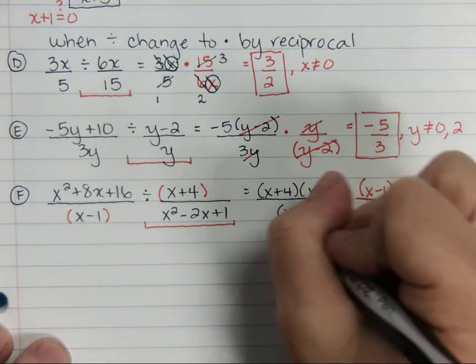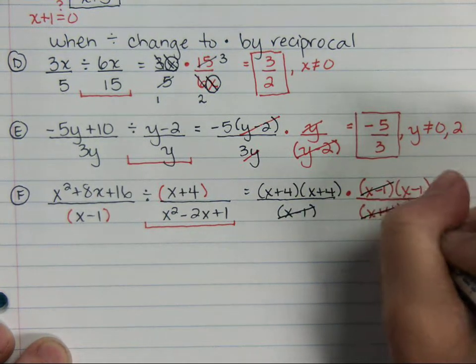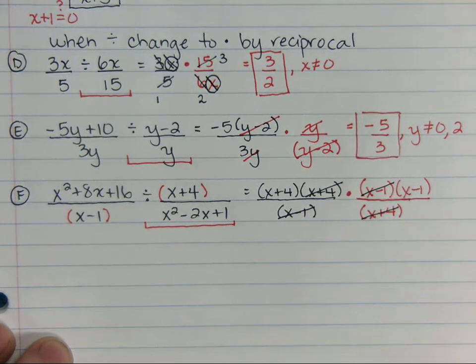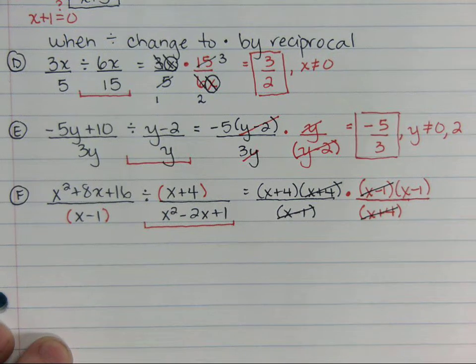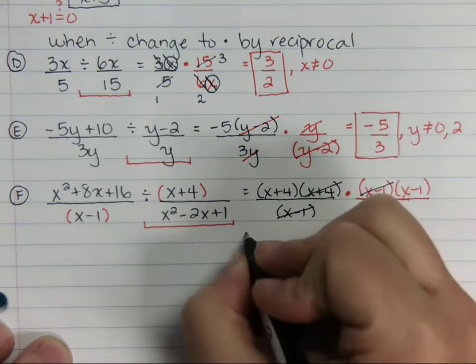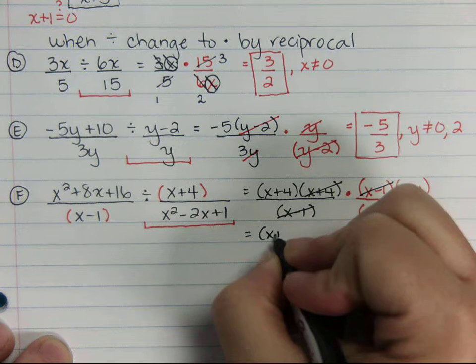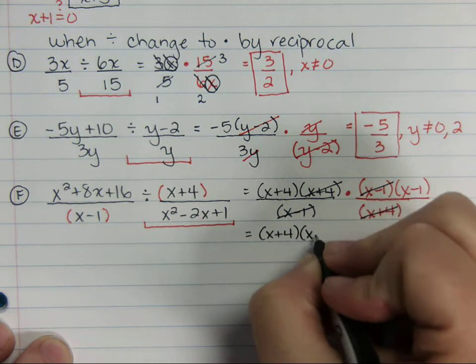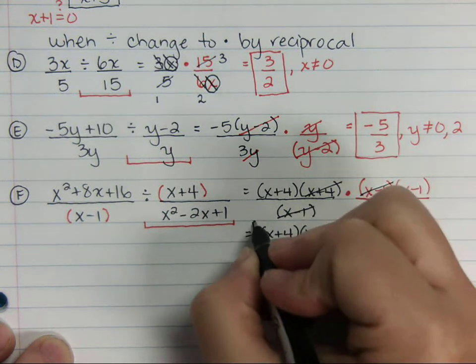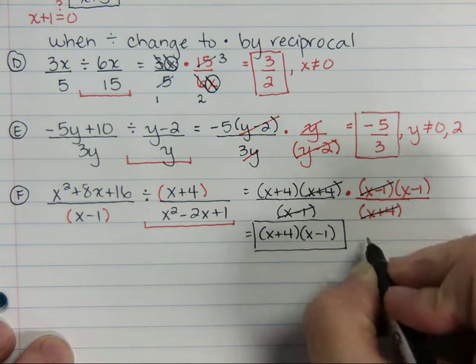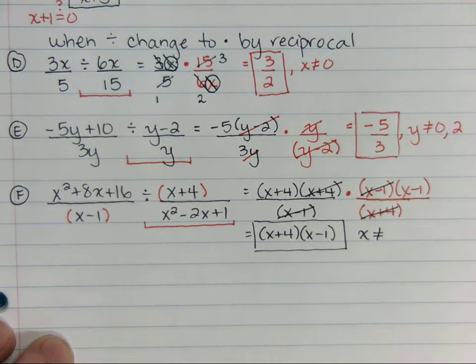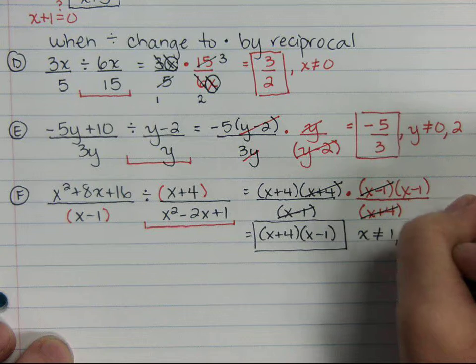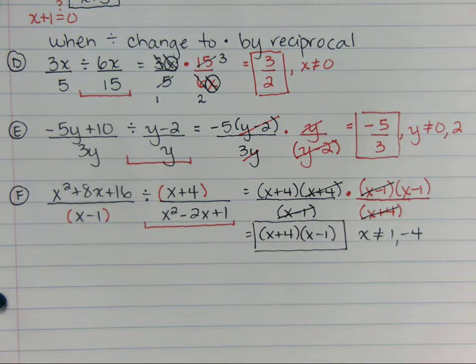They both have an x minus 1 and an x plus 4. And so I'm not going to be left with any factors in the denominator. The only factors I have left are x plus 4 in the top and x minus 1. And that's it. But again, what could I not use? Because I just canceled out two things. I can't use 1 and negative 4. Those are the only two things I can't use, but everything else is fair game.